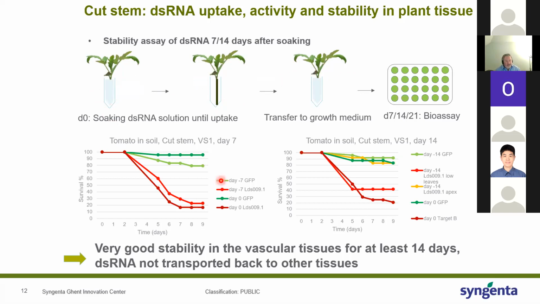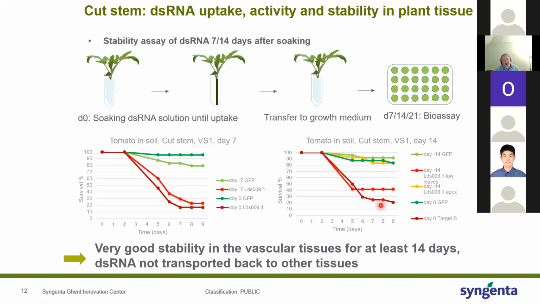And to our surprise, this double-stranded RNA was quite stable in these plants. So this is after 7 days, and after 14 days, we can still see activity when you feed these plants to Colorado potato beetle, which is quite remarkable.